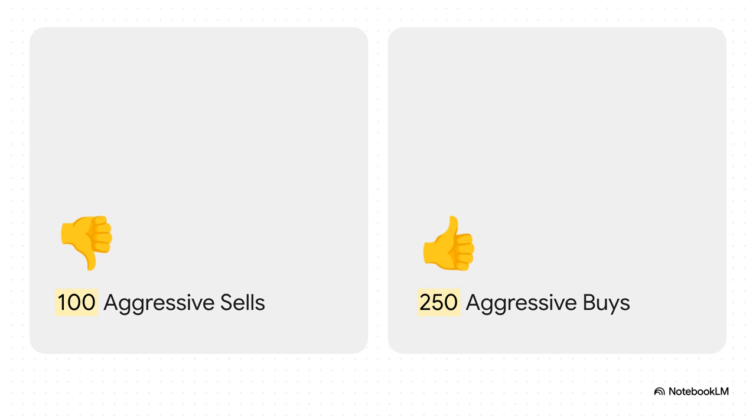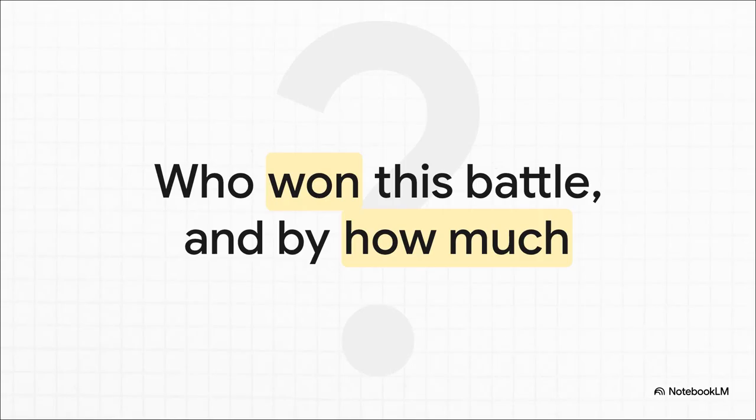Forget the charts for a minute. Just picture a tug of war. On one side of the rope, you've got aggressive sellers pulling with the force of 100 contracts. On the other side, you've got aggressive buyers pulling back with the force of 250 contracts. So who won that little tug of war? And more importantly, what was the final score?